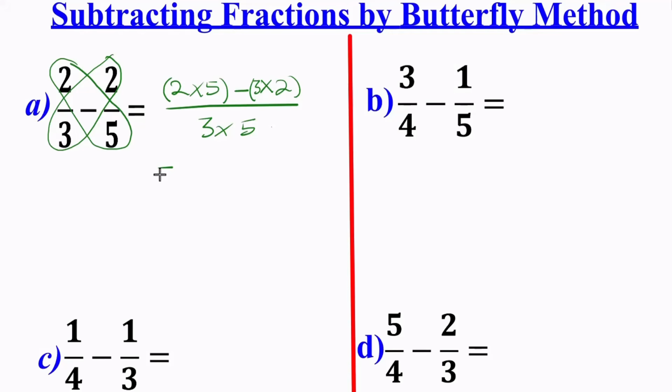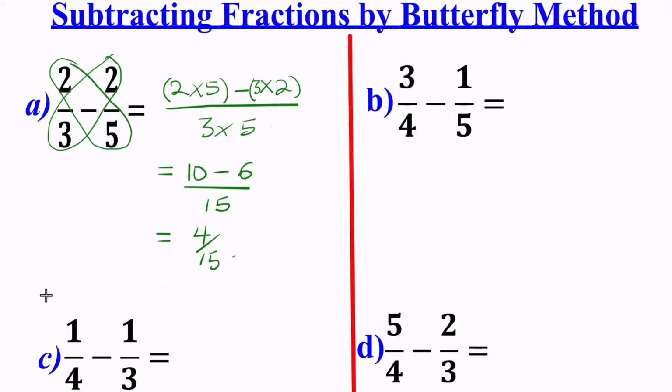Our next step is just simplifying. 2 multiplied by 5 is 10, then minus 3 multiplied by 2, which gives us 6, the whole of it divided by 3 multiplied by 5, which gives 15. As we continue simplifying, 10 take away 6 is 4, divided by 15.